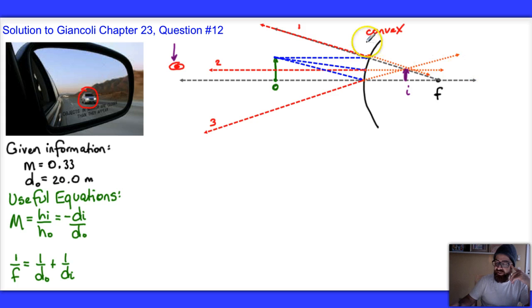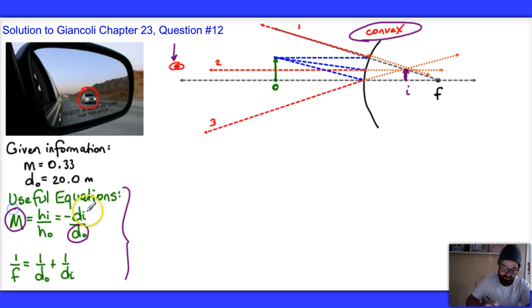Okay, so we've identified the answer as a convex mirror, which is one of the questions that's asked. The second question is, what's the radius of curvature C? We know that that's related to the focal point, and that twice the focal point is equal to that center or radius of curvature. So I'm going to take a look at some useful equations that I've written out ahead of time down here. We've been given in the problem the distance to the object and the magnification. We've been given these two.